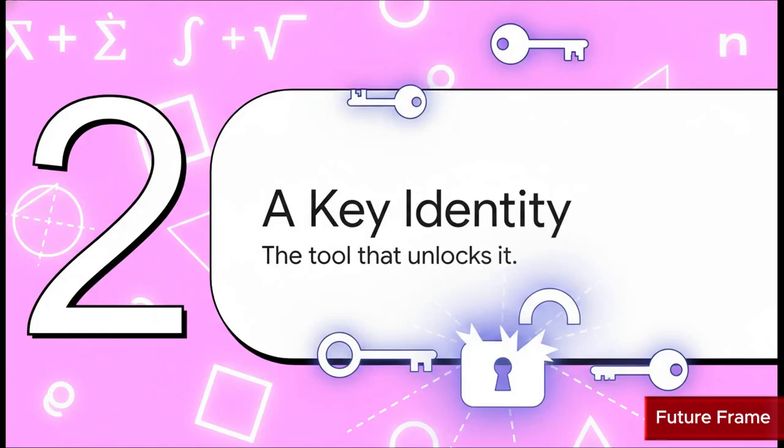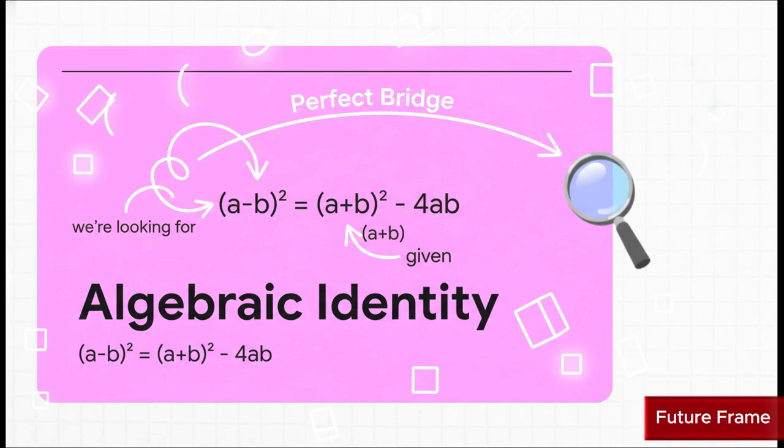So, the big question is, how do we bridge the gap between what we have and what we need? Well, in algebra, there's this amazing toolbox filled with what we call identities. Think of them like master keys that are designed to unlock very specific types of problems. We just have to pick the right one for this job. And boom, here it is. This is our golden ticket. This identity is the perfect tool because look, it's got everything. It connects the thing we're looking for, (A minus B)², with the two things we already know, A plus B and AB.